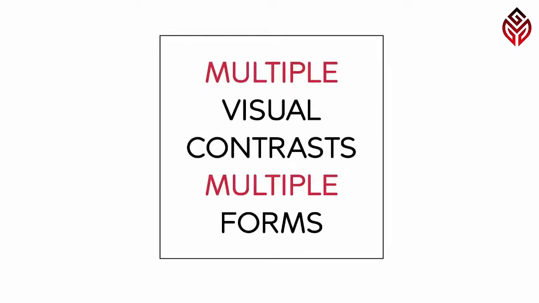So this is where things start to get a little bit more interesting and a little bit more fun, I think. We've looked at single visual contrasts and we've tried to look at them with both single and multiple forms, but now we're going to actually look at multiple visual contrasts using multiple forms. And this is a more realistic representation of how you might compose and put things on a page. So instead of trying to isolate these visual contrasts to understand them, we're really going to try and mix and match them a little bit more.